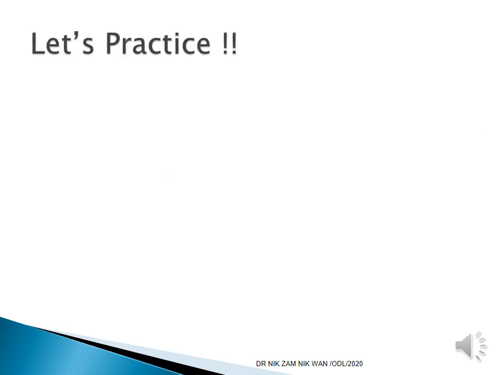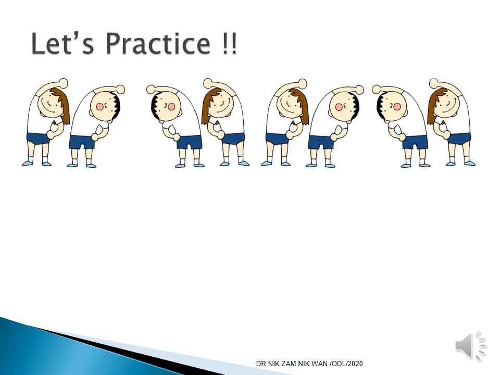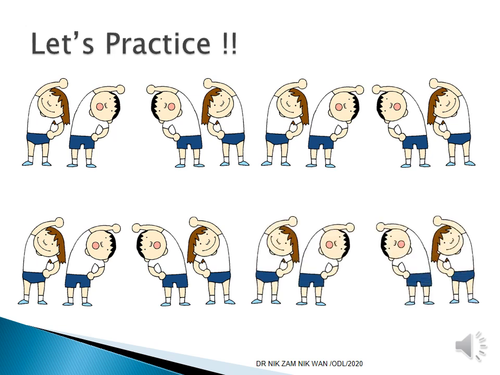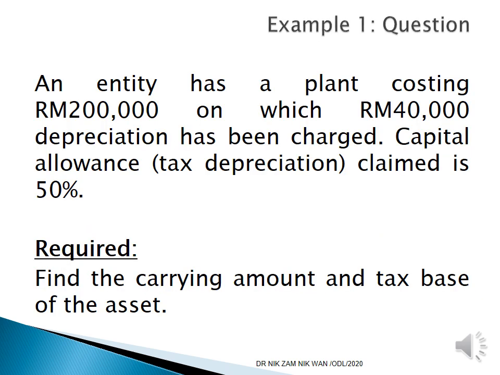So now let's practice. Let's do some practice. We look at example 1. An entity has a plant costing 200,000 on which 40,000 depreciation has been charged. Capital allowance, that is tax depreciation, claim is 50%. Calculate the carrying amount and tax base of the asset.